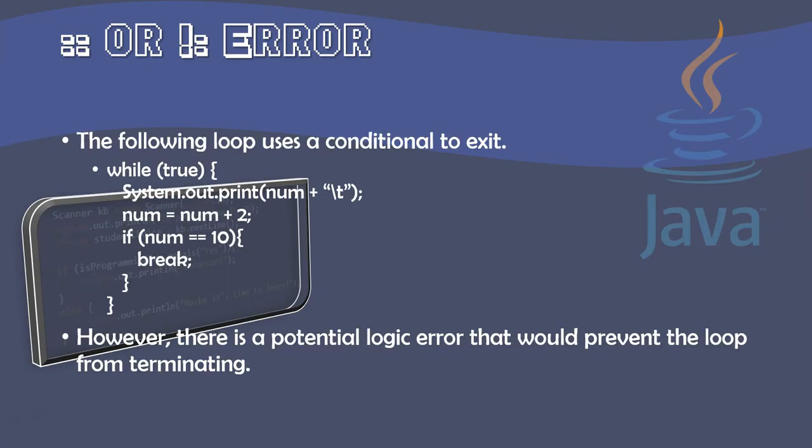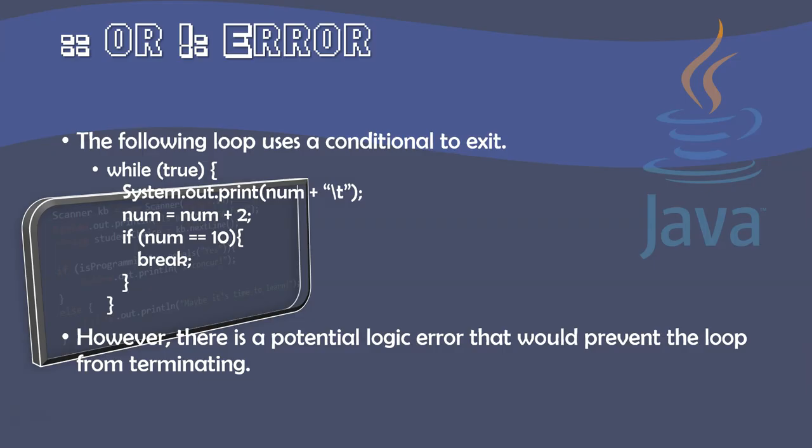Well, if we look at an example here, the following loop is using a condition exit. So we have while true. This is now print line num plus tab, num equals num plus 2. So we're iterating. If num equals 10, break. All right, cool. So this does have a condition set up for us to exit out of this loop.